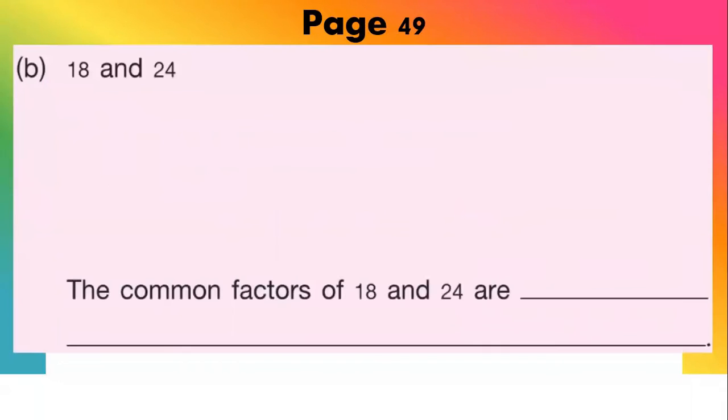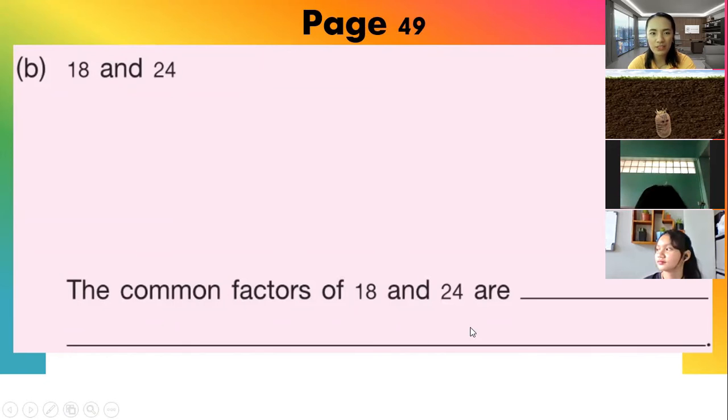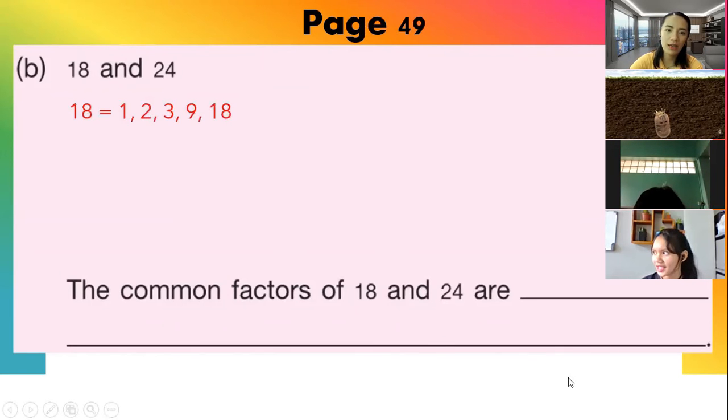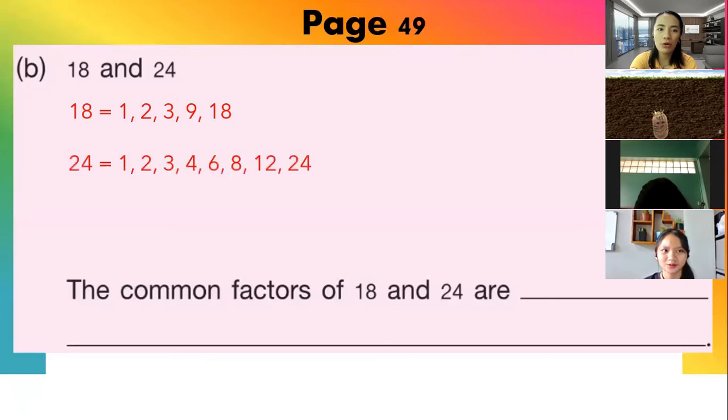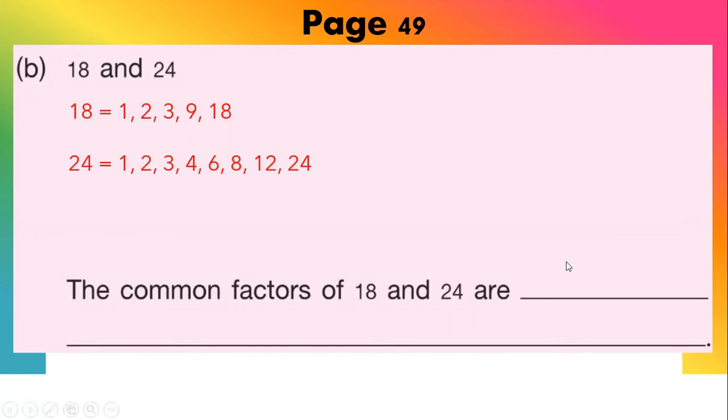Okay, let's move on to letter B. We answered this a while ago. 18 and 24. Let's check the answers. First, the factors of 18 are 1, 2, 3, 6, 9, and 18. Next, the factors of 24 are 1, 2, 3, 4, 6, 8, 12, and 24. What are the common factors of 18 and 24? 1, 2, 3, and 6. So we will write it like this.